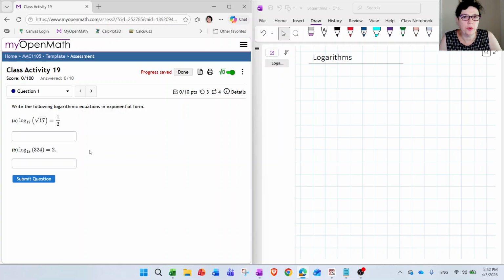In today's lesson, we are going to look at the definition of logarithm, what that means, and then we're going to practice a little bit converting log equations into exponential equations. All right, so first of all, why do we need logs?